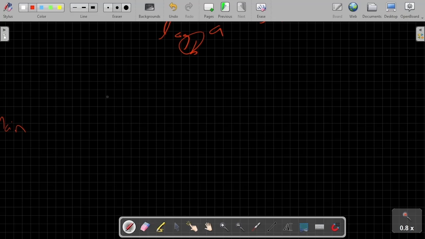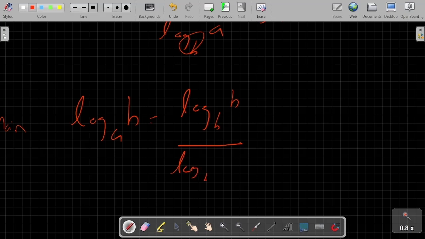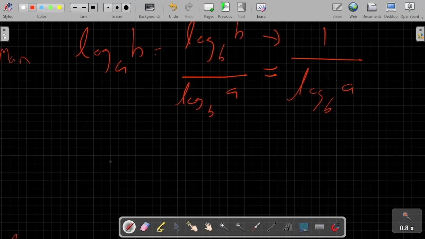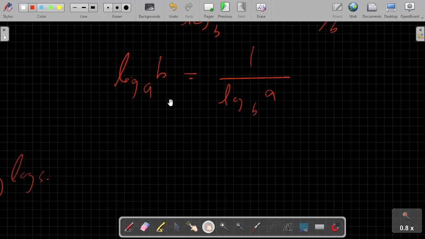Okay, wait, hold on. Let me just show you the general format. So if you have log base a of b, then you'll have log base b of b over log base b of a. As you know, this will simplify into 1 over log base b of a. So therefore, we can write log base a of b equals 1 over log base b of a. That is the general formula. So let's look at a question for this now.